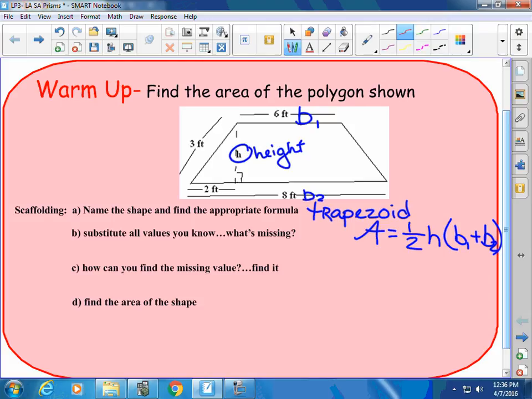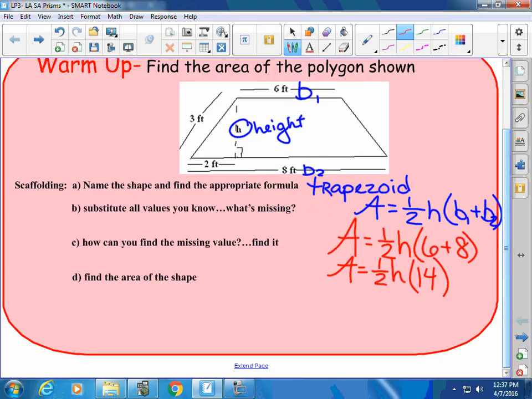So when we go ahead and substitute in, if you look at what we've got here, we're trying to find the area. We don't know the height, but we do know base 1 and base 2 are 6 and 8. So we can simplify what we have. Remember, following your order of operations, first parentheses, then we can go on to any multiplication or division, and then addition and subtraction. So 1/2 of 14 is 7, and we've got times the height.